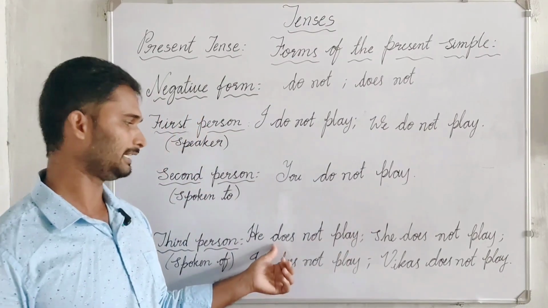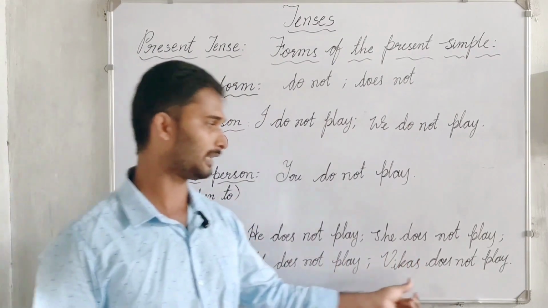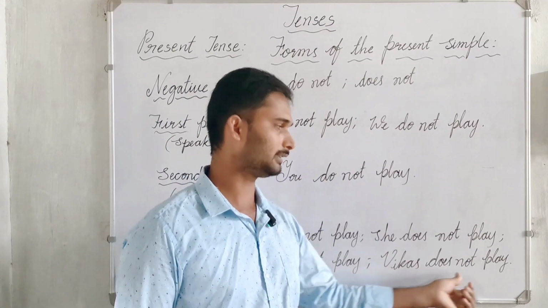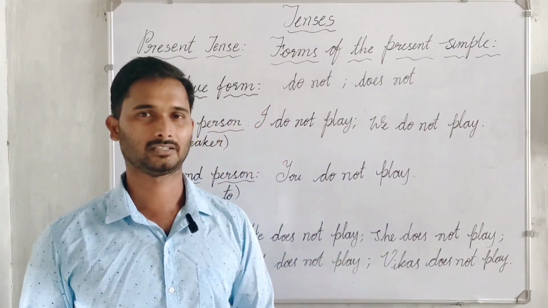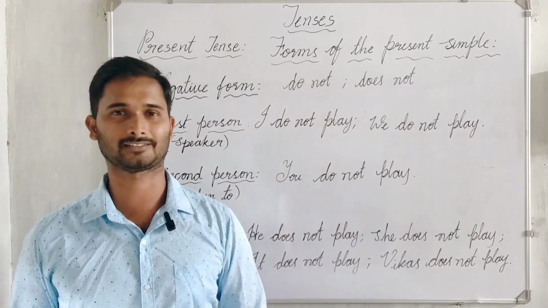Third person, he does not play, she does not play, it does not play. If we take a proper noun, singular one, Vikas does not play. These all are the negative forms of the present indefinite tense.